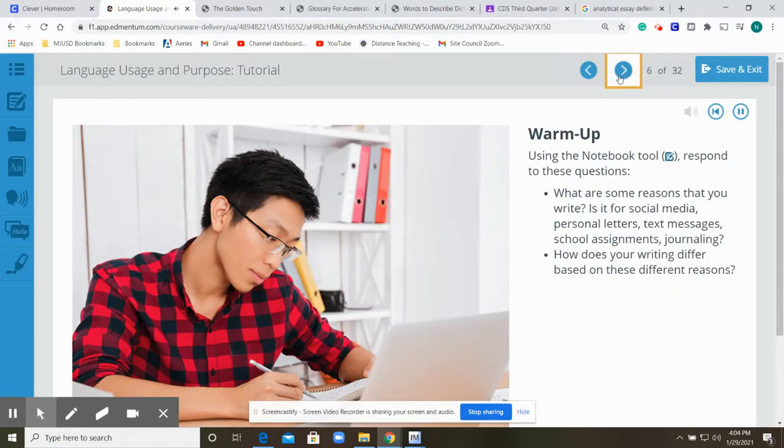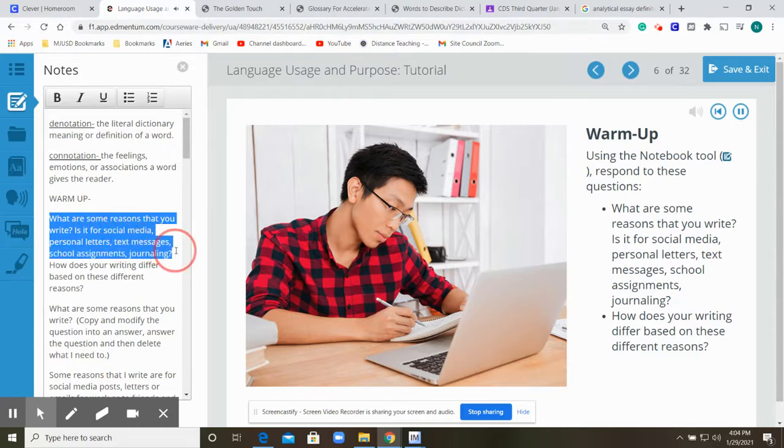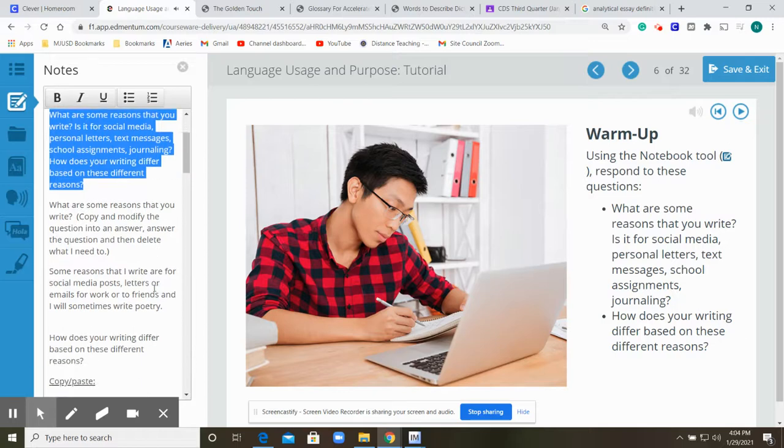Warm-up. Using the notebook tool, respond to these questions. What are some reasons that you write? Is it for social media, personal letters, text messages, school assignments, journaling? How does your writing differ based on these different reasons? So what are some reasons you write?